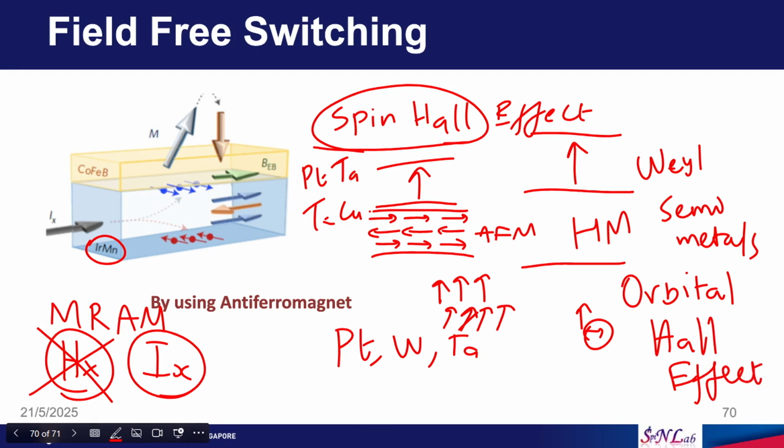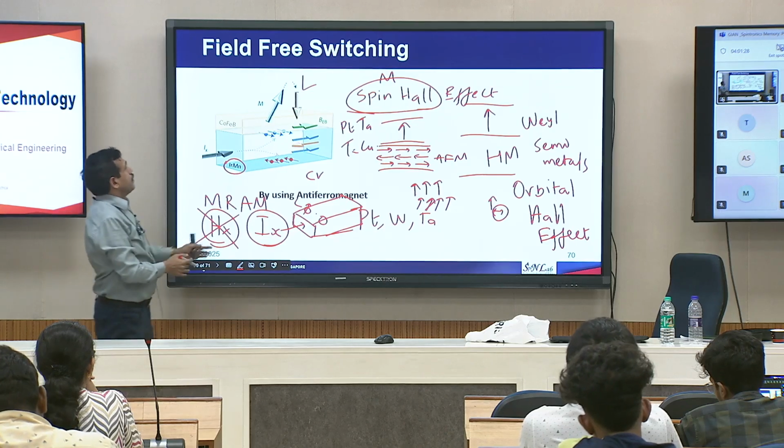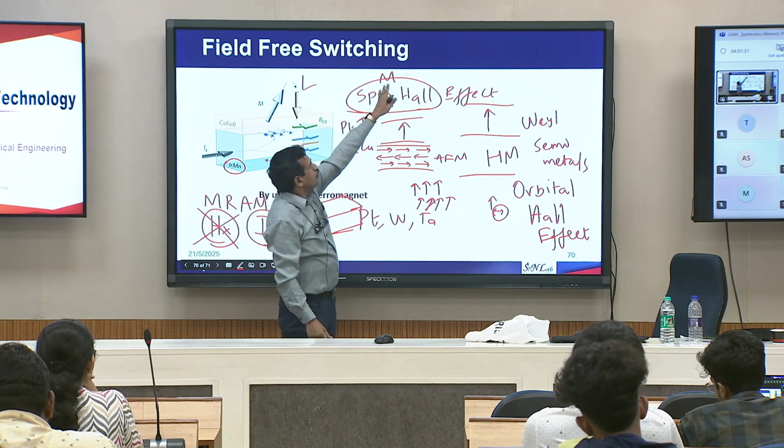Okay, so let us say you have some material. In this case we are looking at light metals like chromium. We send current, and one type of orbital electrons go one side, another type of orbital electrons go to the other side. So we have the orbital Hall effect, but the orbital Hall effect cannot be coupled to magnetization. The orbital part of the electron and magnetization cannot be coupled.